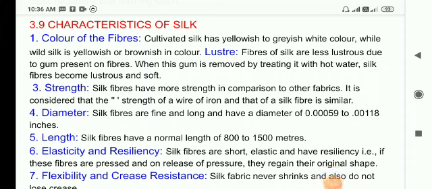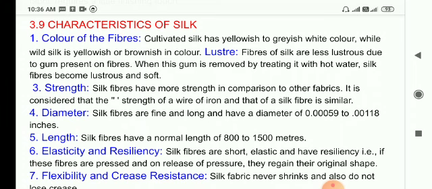The first characteristic of silk is the color of the fiber. Cultivated silk has a yellowish to grayish white color, while wild silk is yellowish or brownish in color. Next is luster. The silk fibers are less lustrous due to the gum present on the fiber. The third characteristic is strength. Silk fiber has more strength in comparison to other fabrics, and the strength of an iron wire and a silk fiber is considered similar if their diameter is the same.